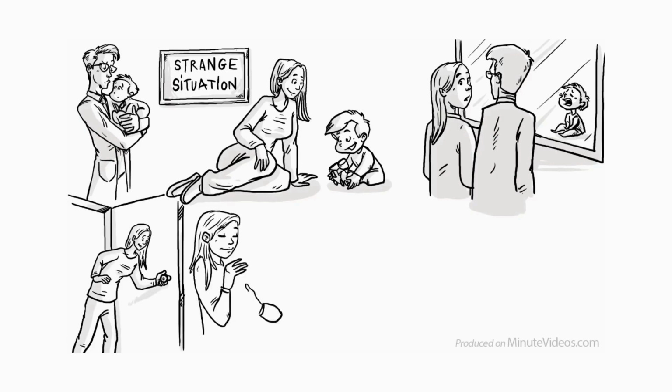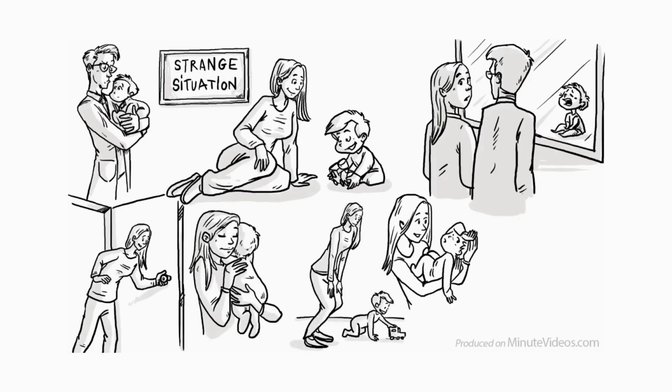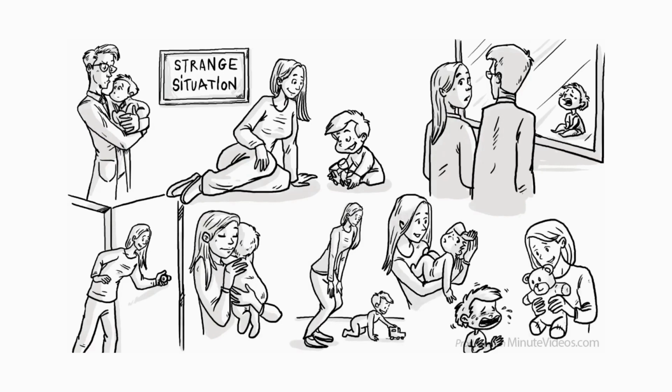Securely attached children first usually hug their mother, then can calm down and eventually get back to playing. Insecurely attached children can be ambivalent and avoidant. Some can't stop crying or refuse to continue playing.